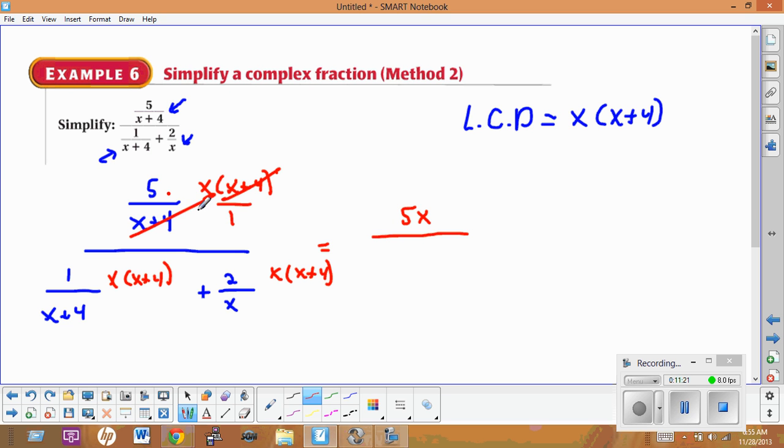One more time. X plus 4's cancel each other out. Left with multiplication, 5 times x. Look at the denominator. Again, the x plus 4's cross cancel out. 1 times x is simply x. Plus, this time the x's will go away. The x's cancel each other out. And I'm left with, doing the distributive property, 2x plus 8.